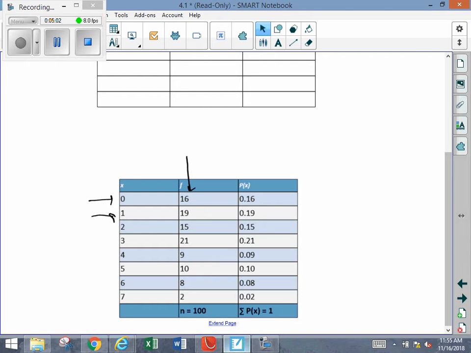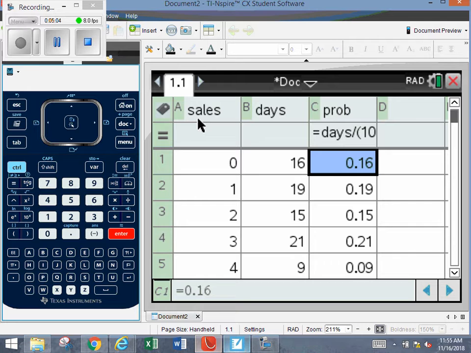Huh? By 100. And put a decimal after the 100. Or else it'll give you fractions. And ain't nobody got time for that. Yes. It has been resurrected.